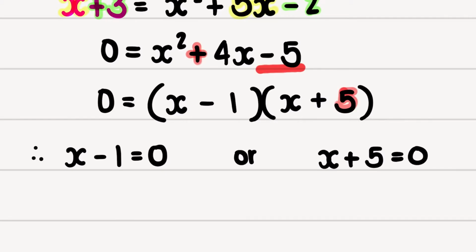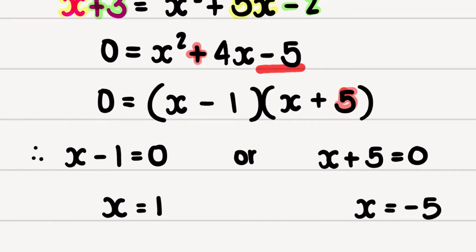So if x minus 1 equals 0, that means that x is equal to positive 1. If x plus 5 equals 0, that means that x is equal to negative 5. So now I've solved for x. I have two values because it was a quadratic equation. I have two values for x, which means that I have to get the two corresponding y values for that.